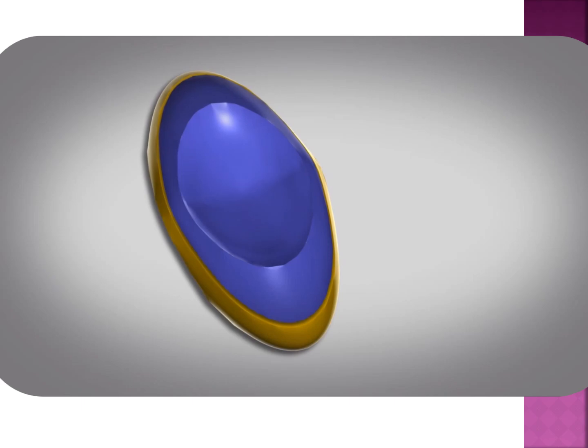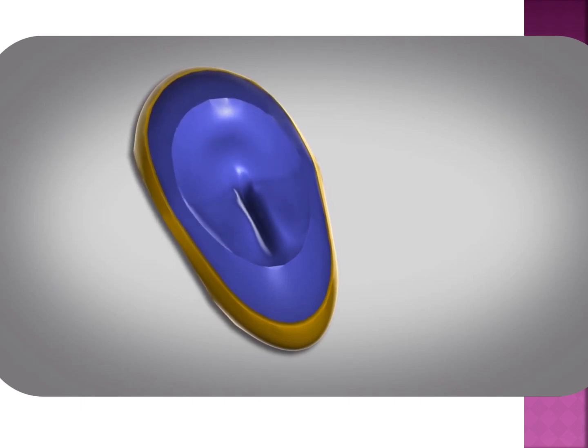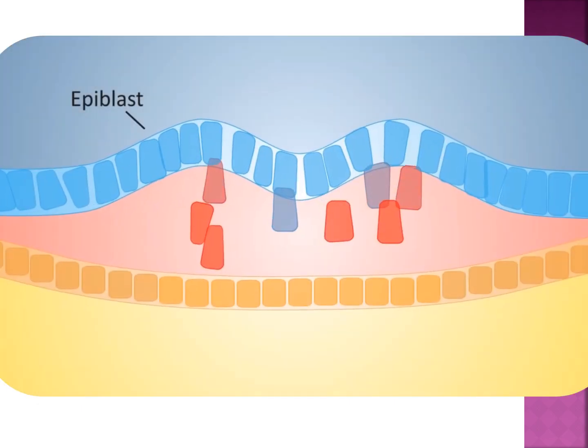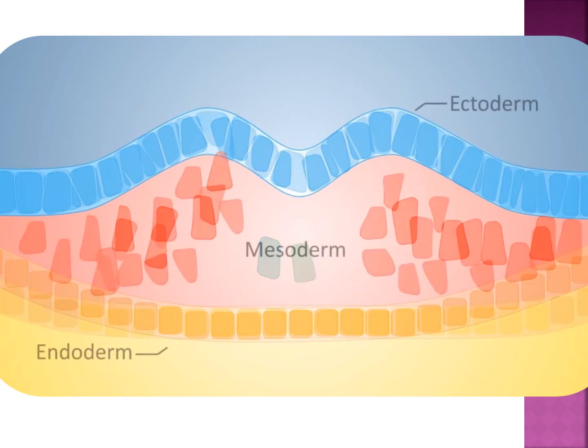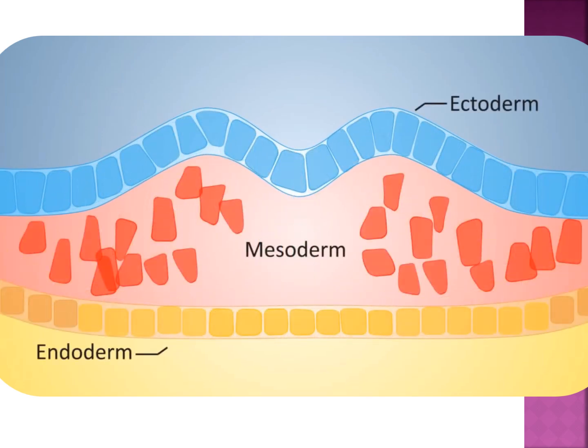In the third week of development, a streak is created on the surface of the epiblast, during which time the cells of the epiblast detach and migrate. These migrating cells create 3 layers, the ectoderm, mesoderm, and endoderm layers, which go on to contribute cells to form all the tissues and organs in the human body.